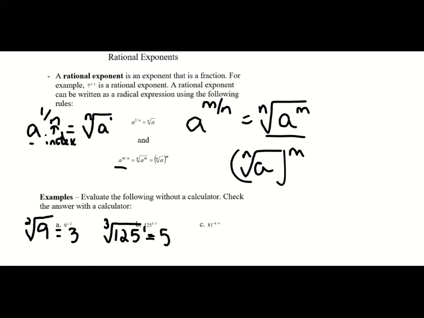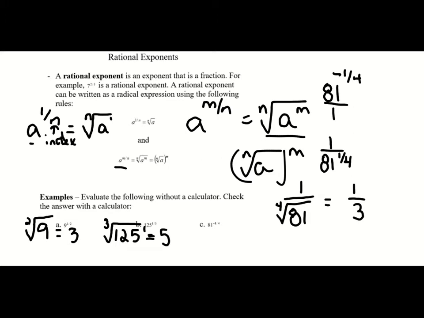And our last one here, I'm going to write it up top. We have 81 to the negative 1/4 power. Now, remember with negative exponents, you want to make them positive. So the first thing we're going to do is take the reciprocal. We're going to deal with 1 over 81 to the 1/4 power, and that gets rid of our negative exponent. Now we are going to put it in radical form. So we'll have 1 over the 4th root of 81. I know that the 4th root of 81 is 3, so my answer would be 1/3 for that one.